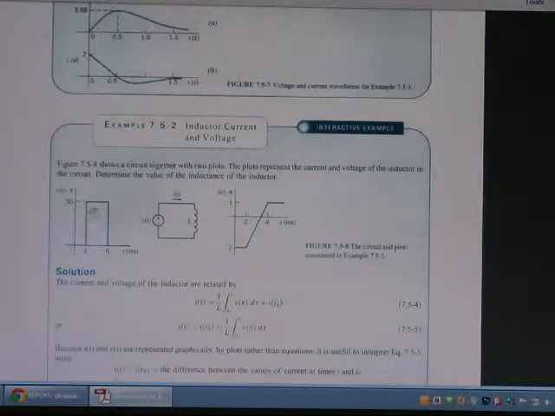Now for the inductor, the current is i equal to 1 by L integration of v dt plus I0.